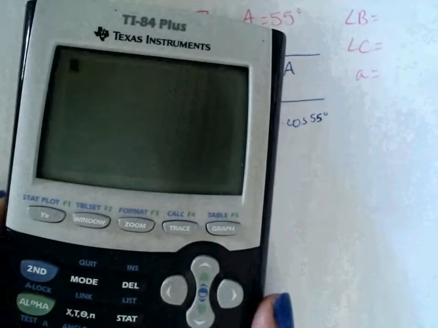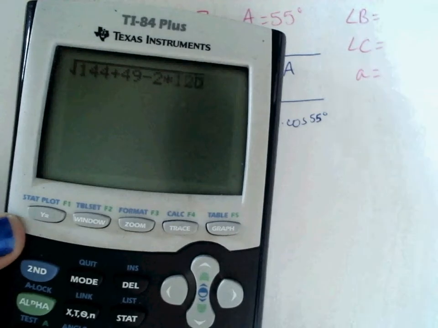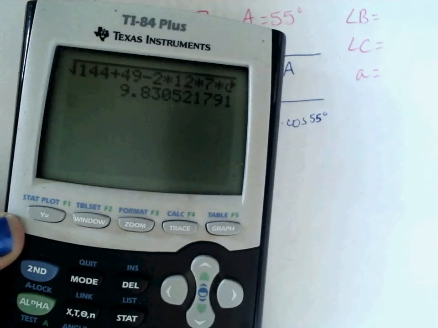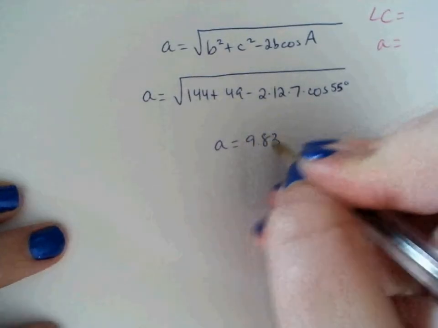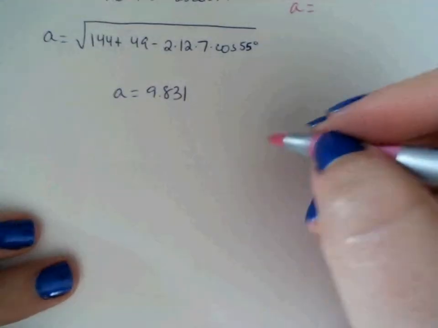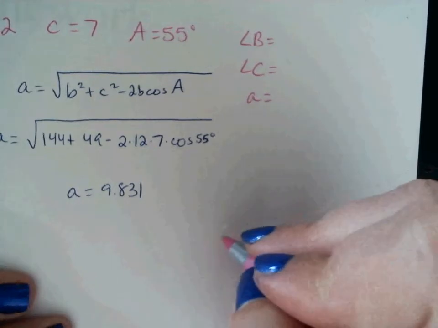So we've got the square root of 144 plus 49 minus 2 times 12 times 7 times the cosine of 55. And I get 9.831. Okay. So I get side A is 9.831. So we were given a triangle with an angle of A is 55 degrees.